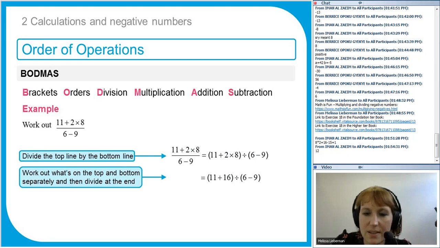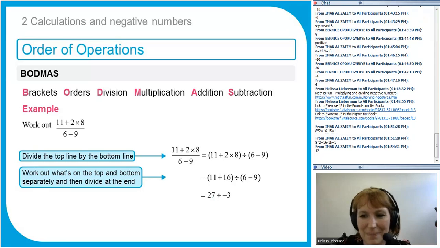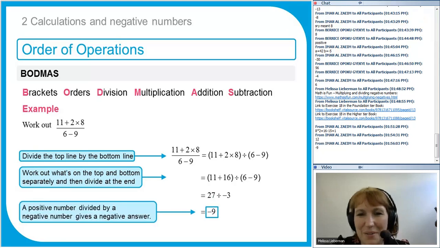So because we need to work out 2 times 8 first, that's 16, so we've got 11 plus 16 in the first bracket. 11 plus 16 is 27, divided by 6 minus 9. 6 minus 9 is negative 3, so we're going to have some negative numbers in here. 27 divided by negative 3, the signs are different, so the answer is going to be negative. And what's 27 divided by 3? Iman, minus 9. Perfect, minus 9.